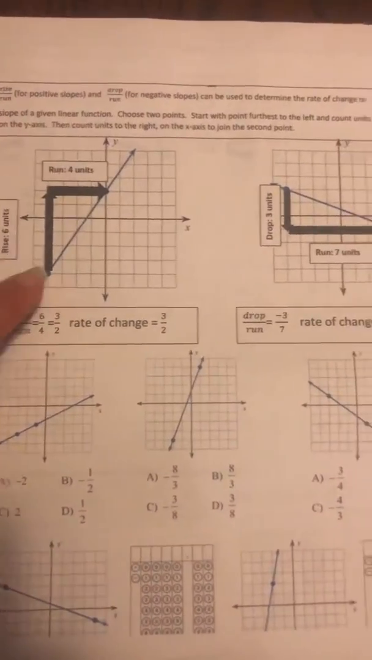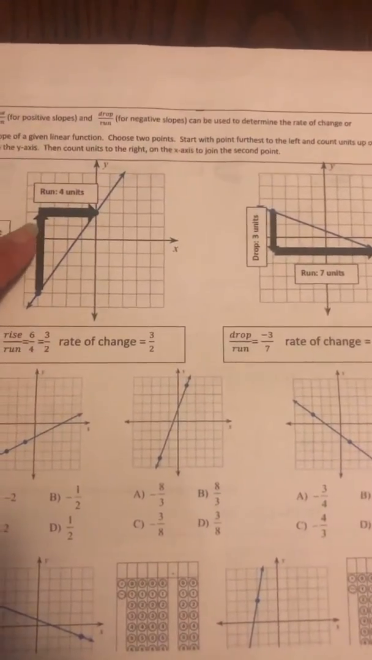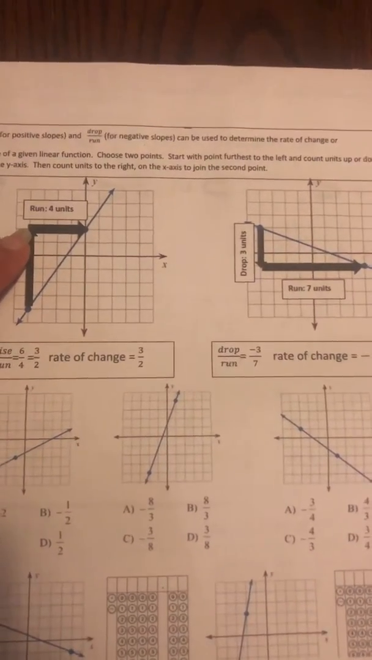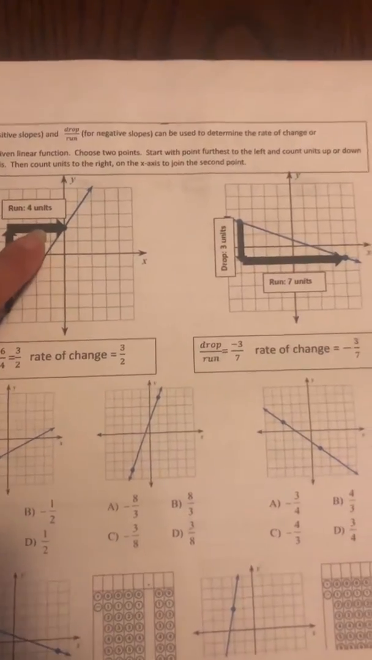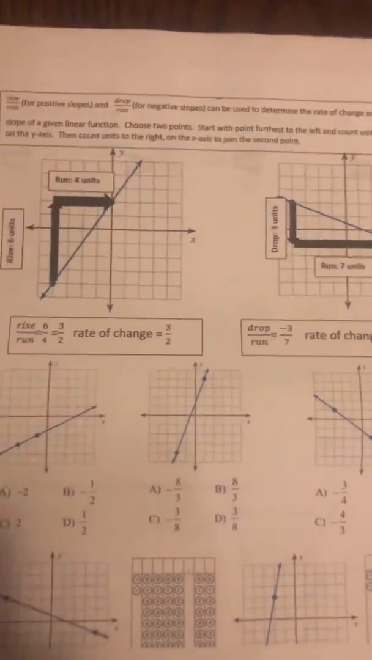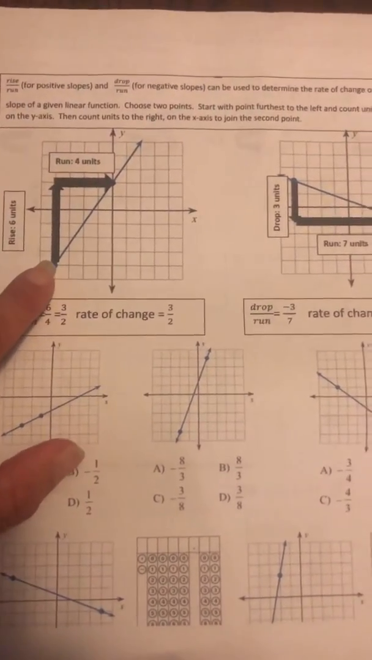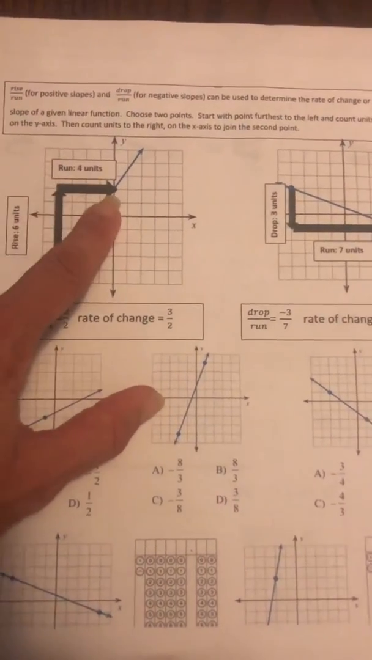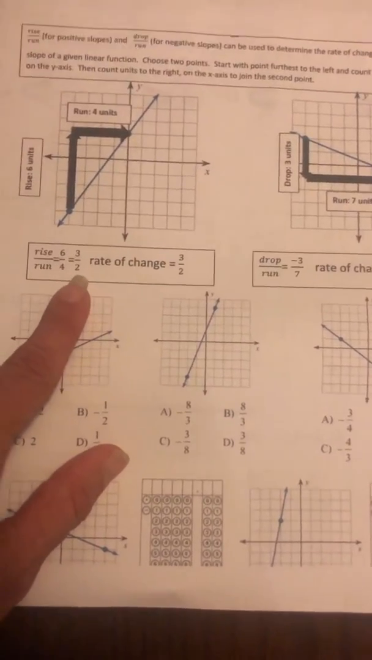up, which is our rise. We count up 1, 2, 3, 4, 5, 6 units. And then I am going to run on the x-axis 1, 2, 3, 4. So when it's a positive slope, we do rise over run. So my rise from the first point to the second point was 6, and my run on the x-axis was 4. When simplified, you get 3 halves.